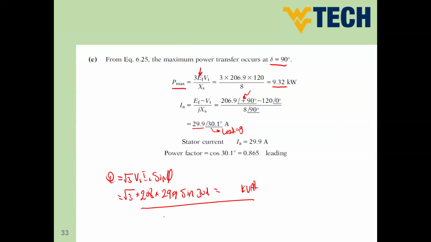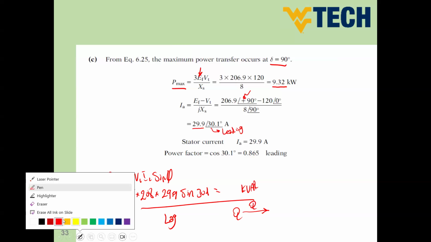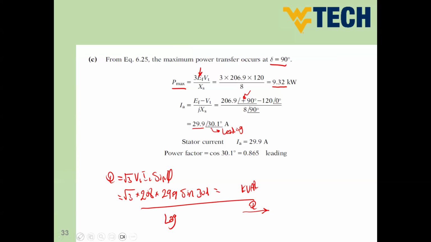So lagging means the reactive power Q is moving from generator to load. Lead means Q is moving from load to generator. Okay, so this is the meaning of the reactive power flow in case of lagging and leading.